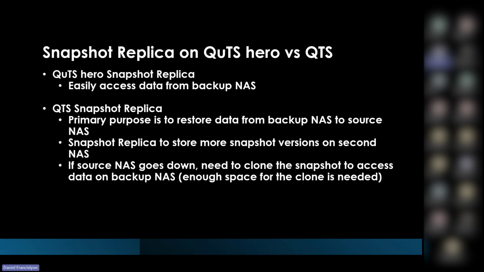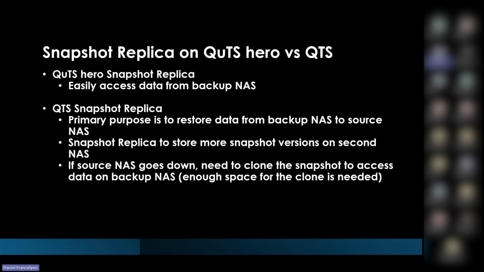Because what if NAS A dies? In a true disaster situation, if the primary purpose is to restore to NAS A, it's not as good of a disaster recovery solution. Now, it's not all over for you if NAS A dies. You can still clone the snapshot replica and then access the clone, but you have to have enough extra space on your NAS for the clone. To access the data on NAS B, you have to clone it first. So it's not all over if NAS A dies, but the primary purpose is really to restore to NAS A, and you should know that.